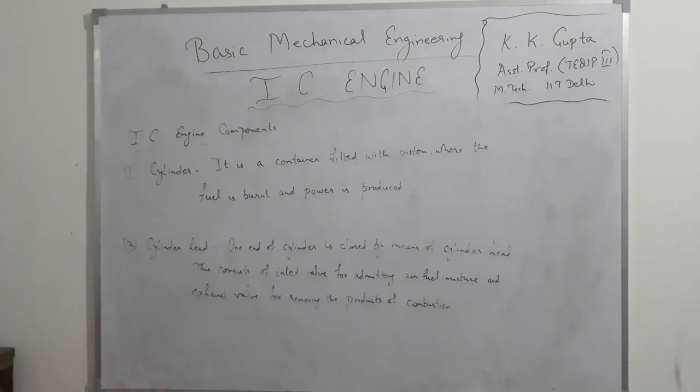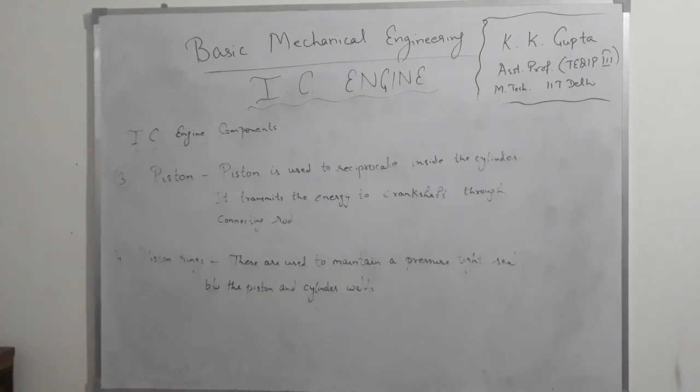Now IC engine components. We will study only main components of the IC engine. First one is cylinder. Cylinder is a container fitted with piston where the fuel is burnt and power is produced. And second is cylinder head. One end of the cylinder is closed by means of cylinder head. In cylinder head, there are two valves, inlet valve and exhaust valve. Inlet valve is used for admitting air fuel mixture, and exhaust valve is used for removing the products of combustion.